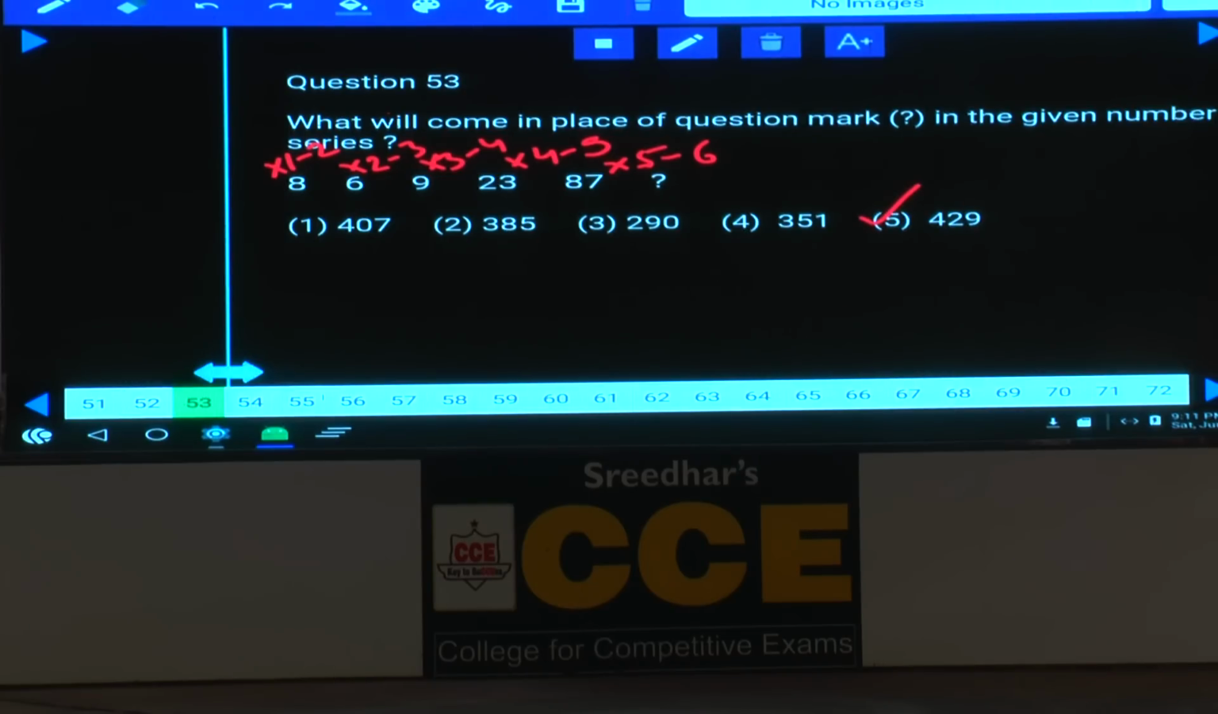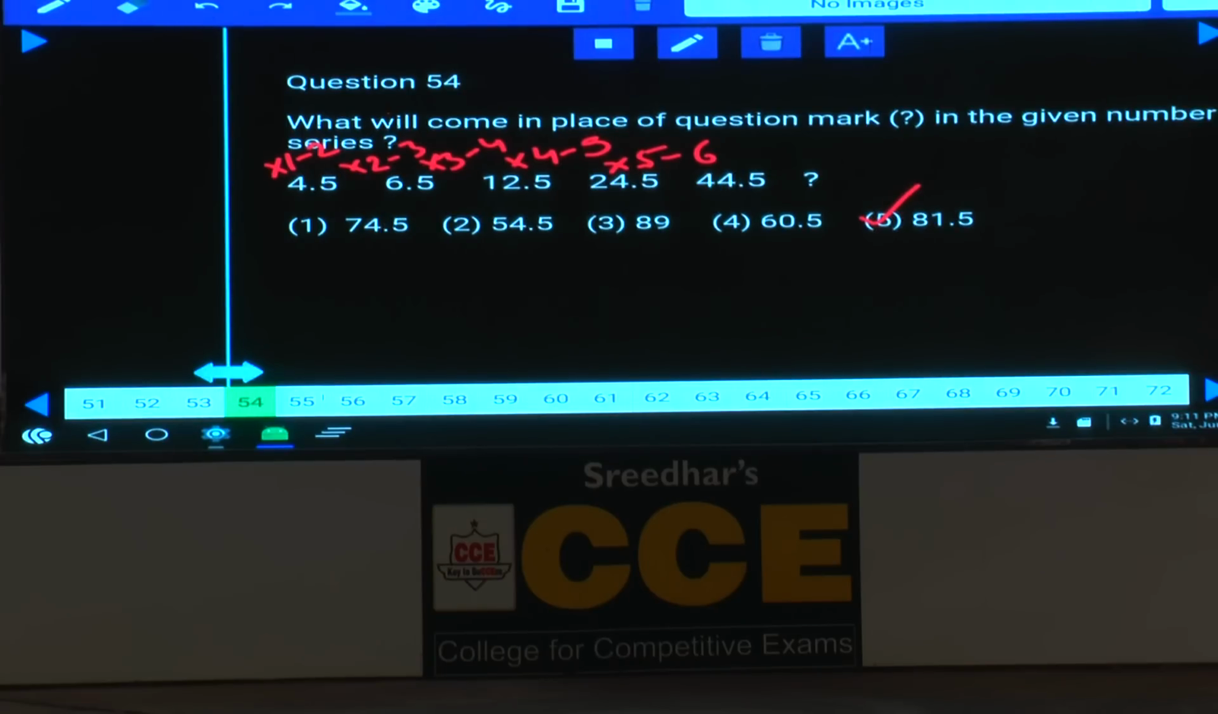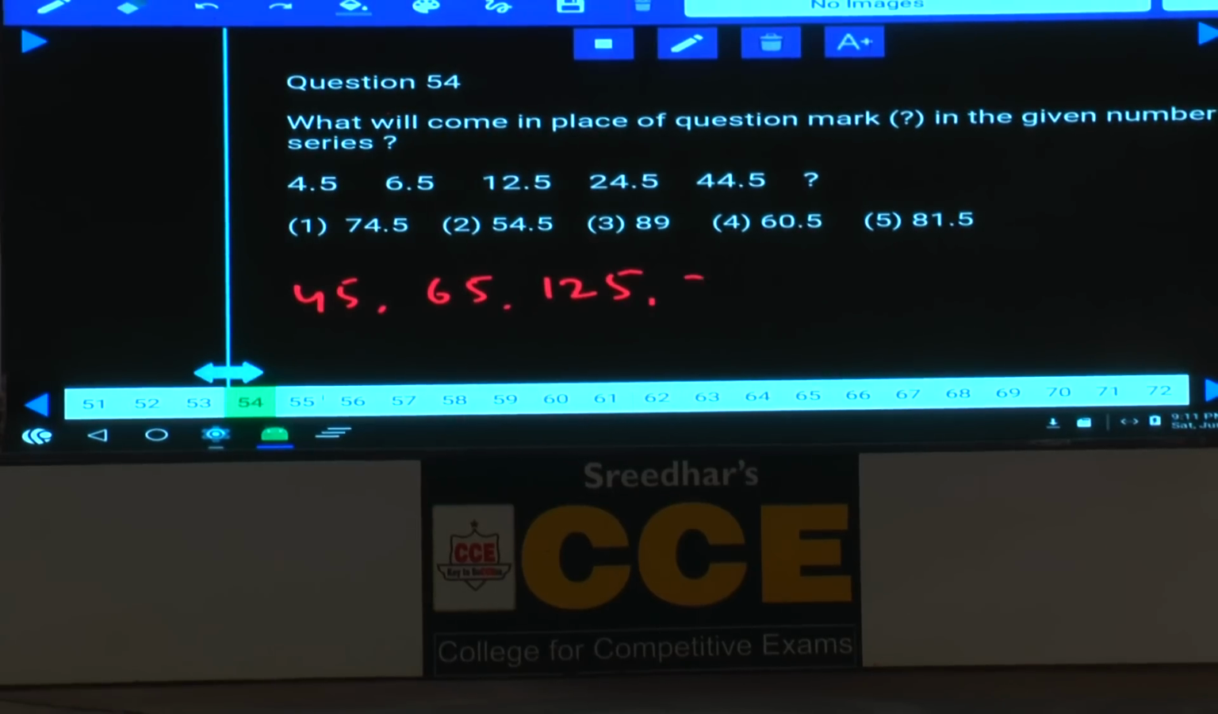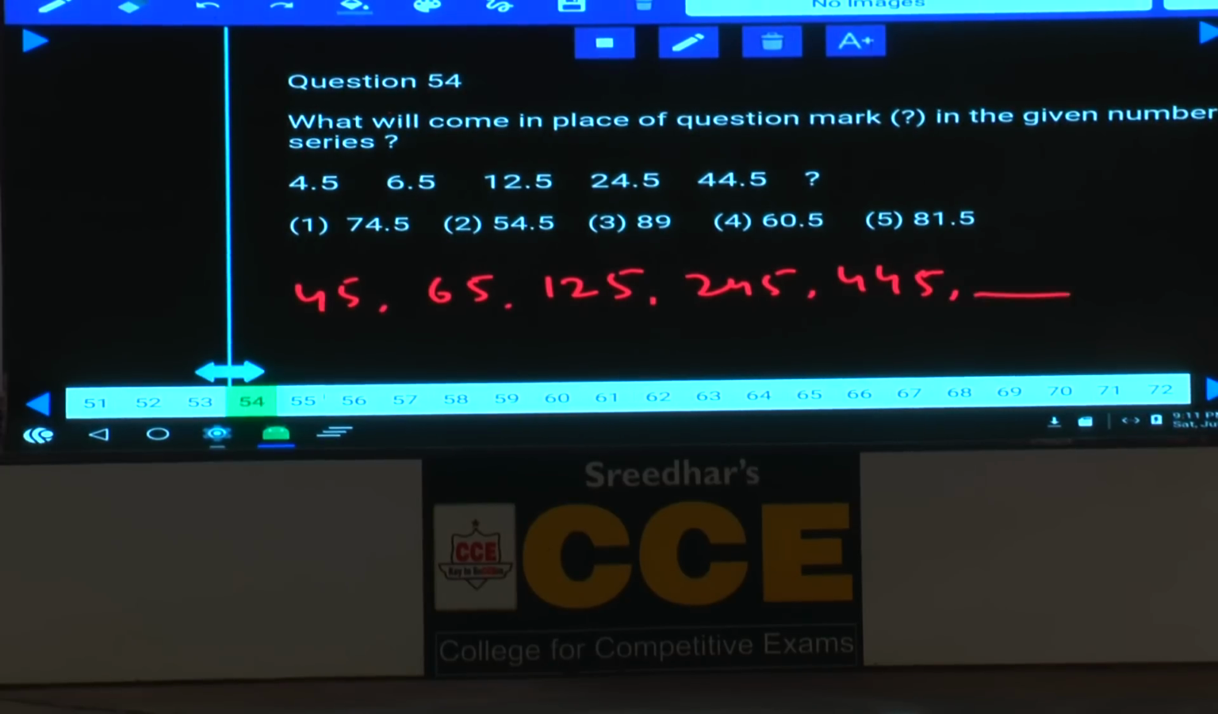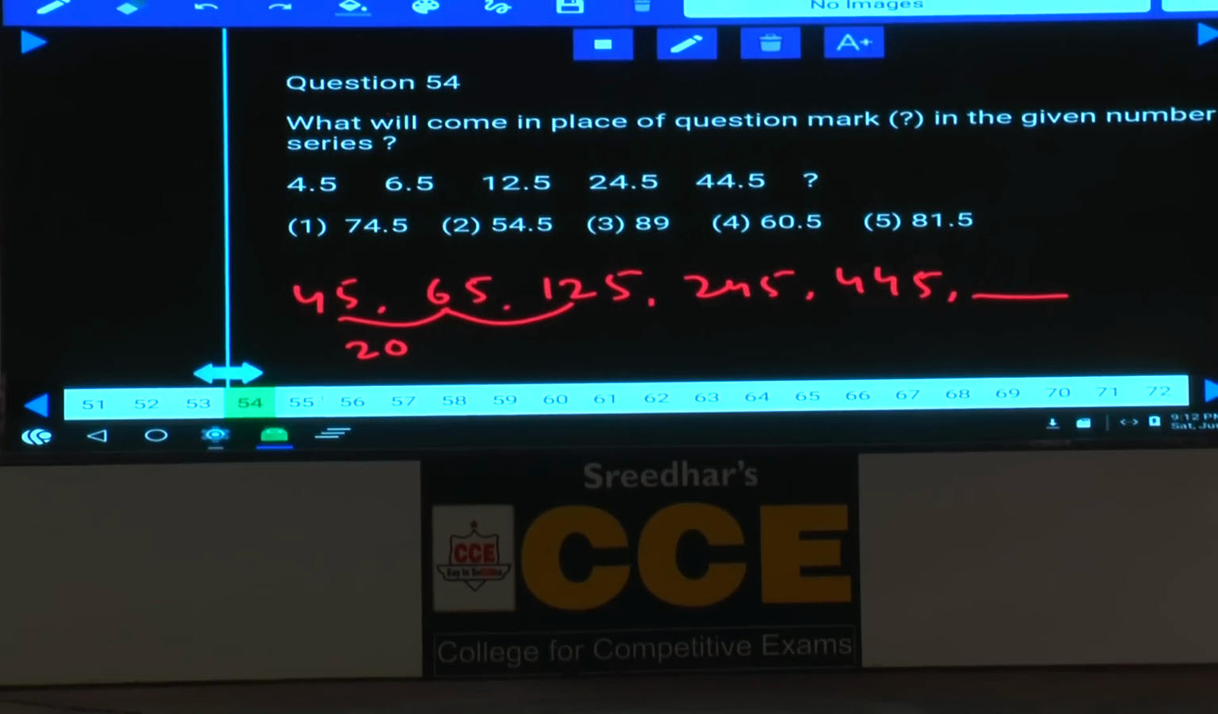Then question number 54. Now in this 54, 4.5, 6.5. Now the decimals, there is only one decimal, hence remove the decimal here, 45, and this can be written as 65 and 125, 245 and 445. Then what is the next one here? 45 and 65, 20, and 65 and 125, 60, and 125 and 245. How much is this? 120.